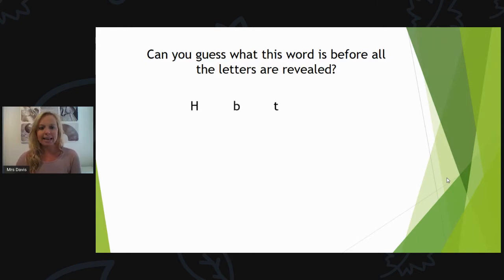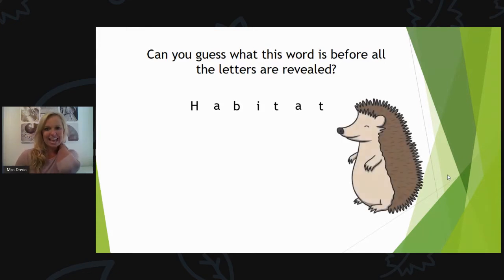Next, we've got a B. Any ideas? And we've got another T. And an A. Another A. Do you reckon you know it? I reckon you do. And an I. Yeah, well done. It's the word habitat, isn't it?